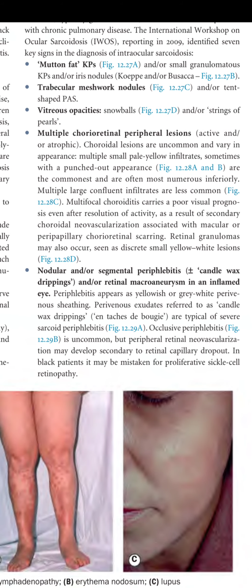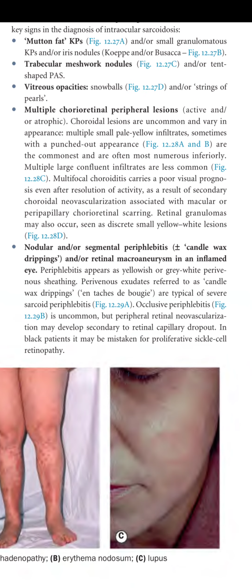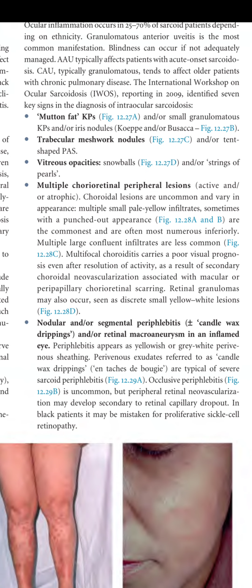Next is the nodular and or segmental periphlebitis. So this is going to be 1, 2, 3, 4, 5, fifth criteria, which is the nodular and or segmental periphlebitis plus minus candlestick stripping and or retinal macroaneurysms in an inflamed eye. So vessels are going to be affected in the case of a sarcoid.